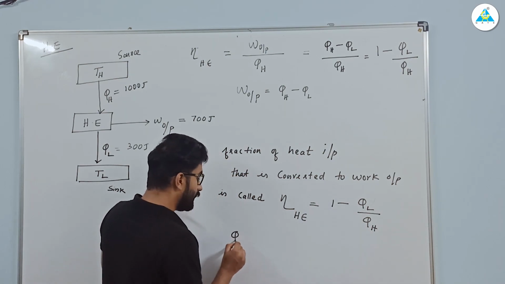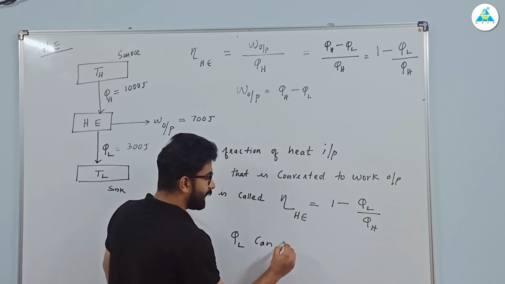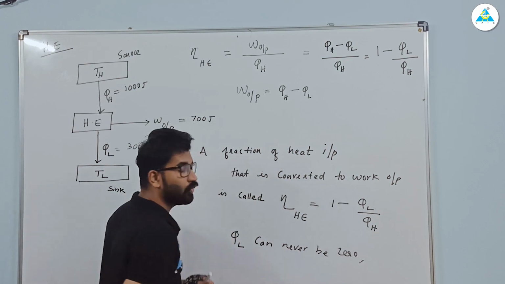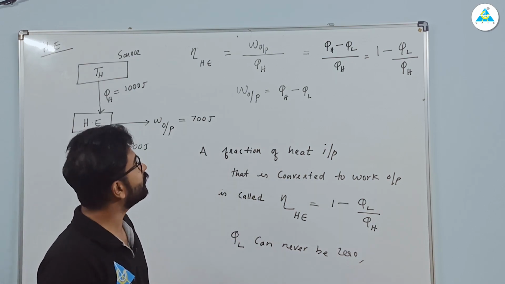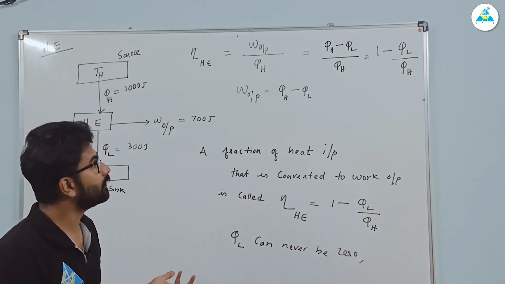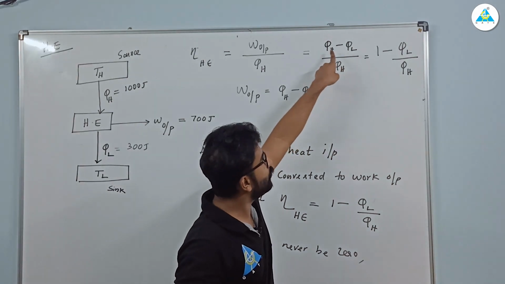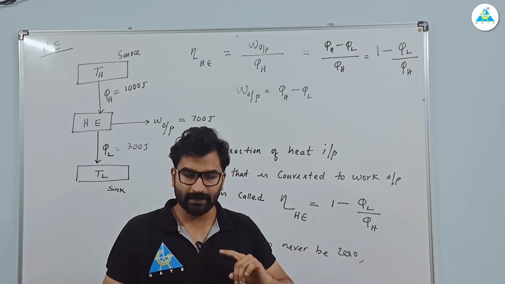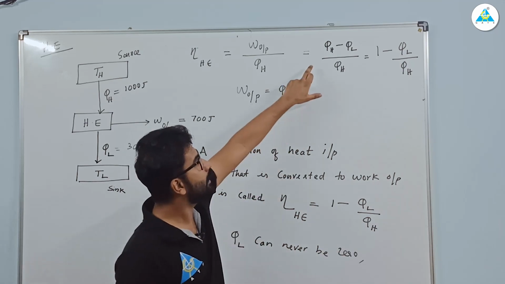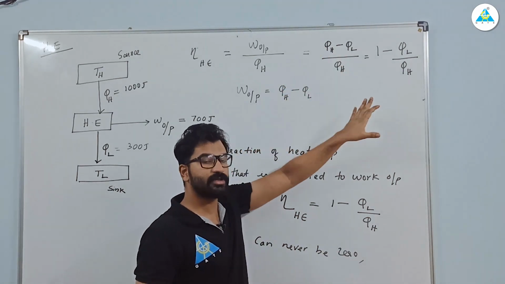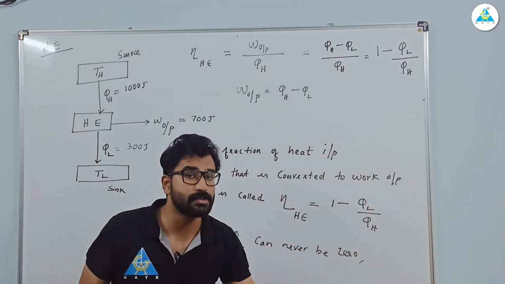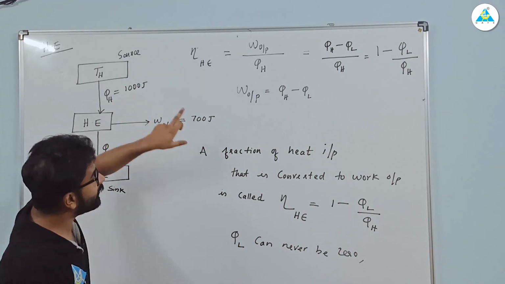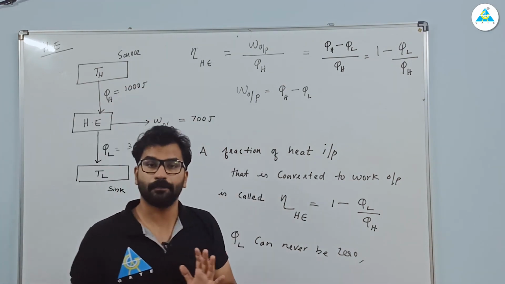And an important part: this QL can never be 0. Because if your QL is 0, your efficiency will be 100%. That is never possible. If the efficiency is 100%, what is the meaning? The meaning is that out of this 1000 we are able to convert the complete 1000.